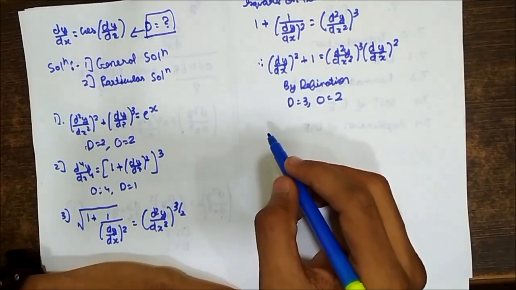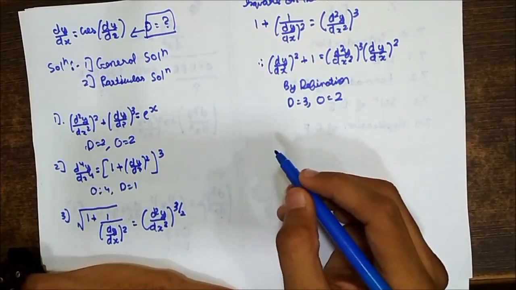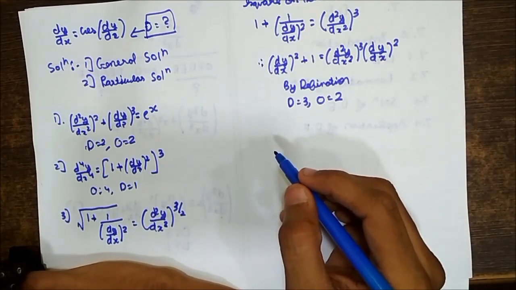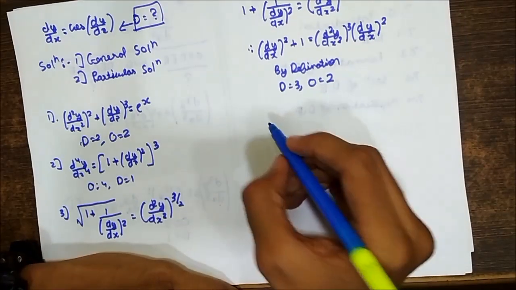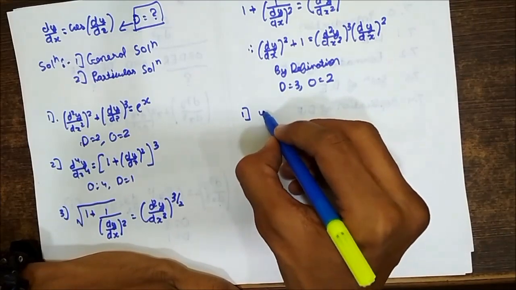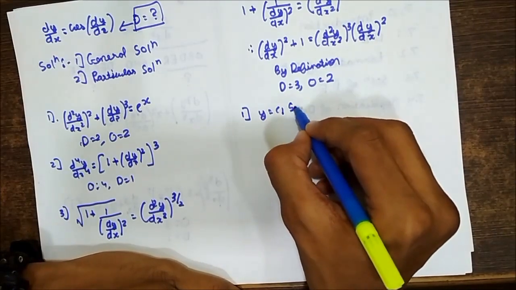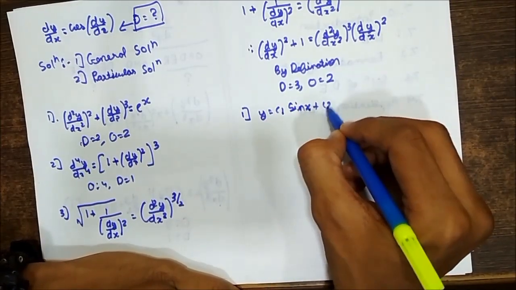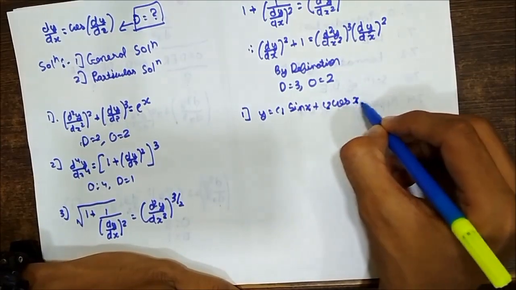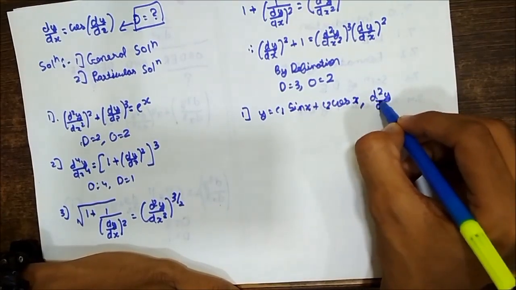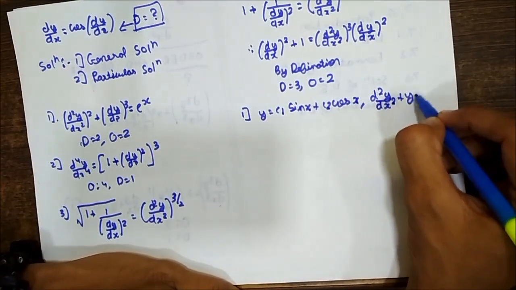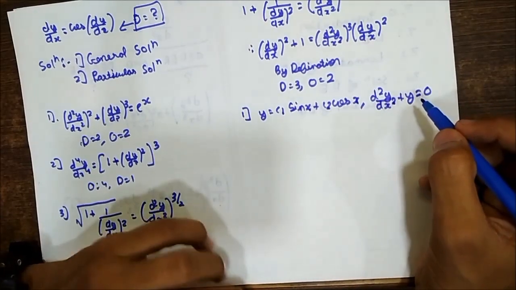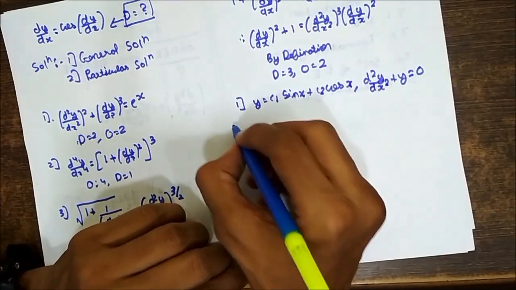So now we are going to learn, we have to verify in each of the following examples that the given function is a solution of the corresponding differential equation. So let's take an example. Here y is equal to c1 sin x plus c2 cos x and d square y by dx square plus y is equal to 0. So now we have to verify. So let's start.